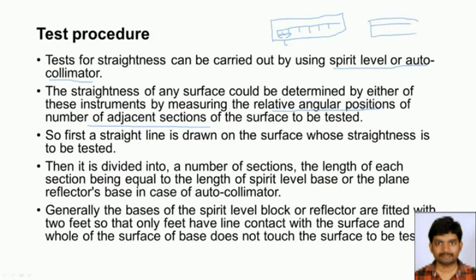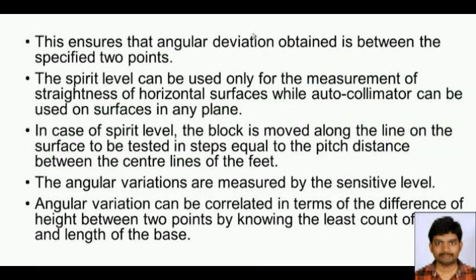So this is a spirit level, and this is a glass tube with a bubble, and 2 feet will be provided on the autocollimator reflector surface or the spirit level. So this center distance is equal to L. So by knowing this L, we can divide this line into equal number of parts, keeping the distance between two lines equal to L. Now the spirit level can be used only for the measurement of straightness along horizontal surfaces, whereas autocollimators can be used to check the straightness on vertical and inclined surfaces also.